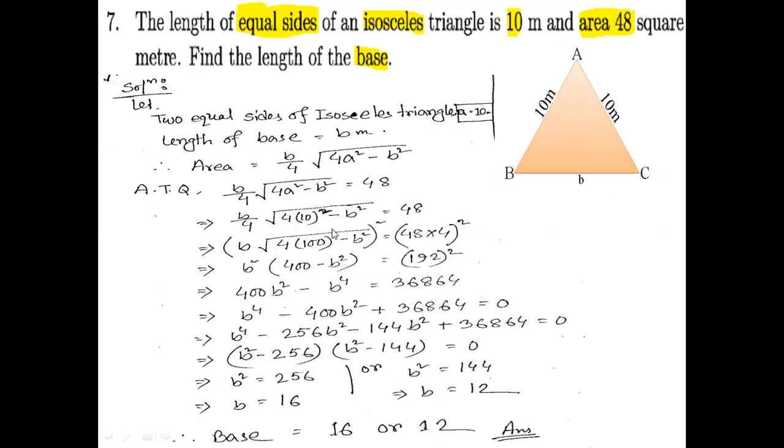Then 48 is here, 4 will be multiplied in this part, then the whole square. We are squaring both sides to remove the root part. Then b square into 400, because 100 into 4 is 400, minus b square equal 192. Then just calculate it. If you go for the middle term factorization, then you will get these two. So our answer is 16 and 12. So our base may be 16 or 12. Both are okay. Thank you.